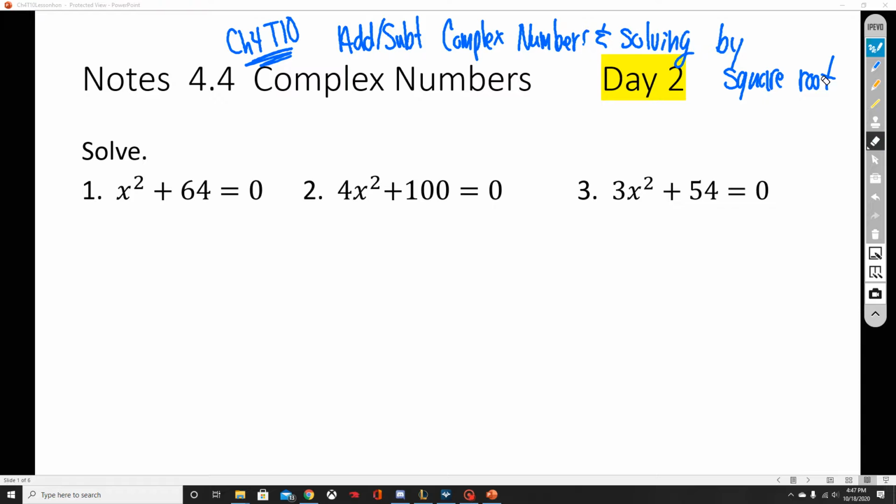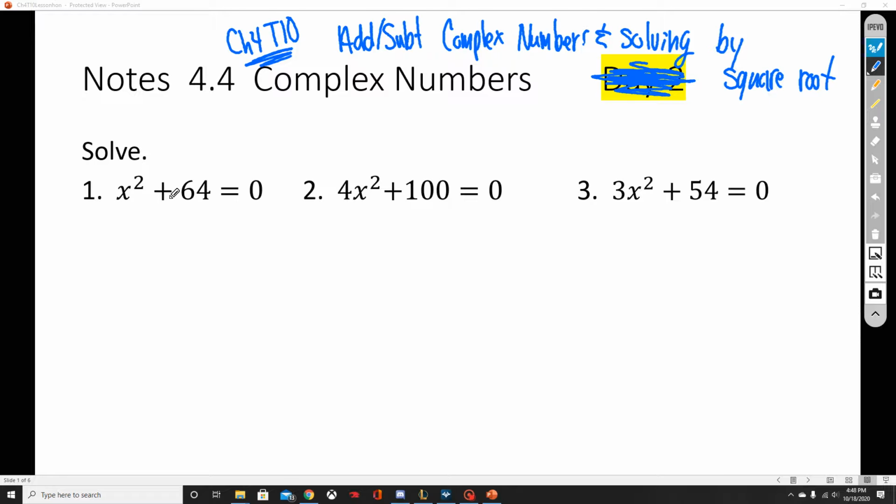Sorry about my horrendous handwriting there. You can ignore this day 2. This was set up differently last year, and this is not exactly how we're doing it. But we are looking at complex numbers, and we're looking at solving by square root. Let's first look at solving by square root.